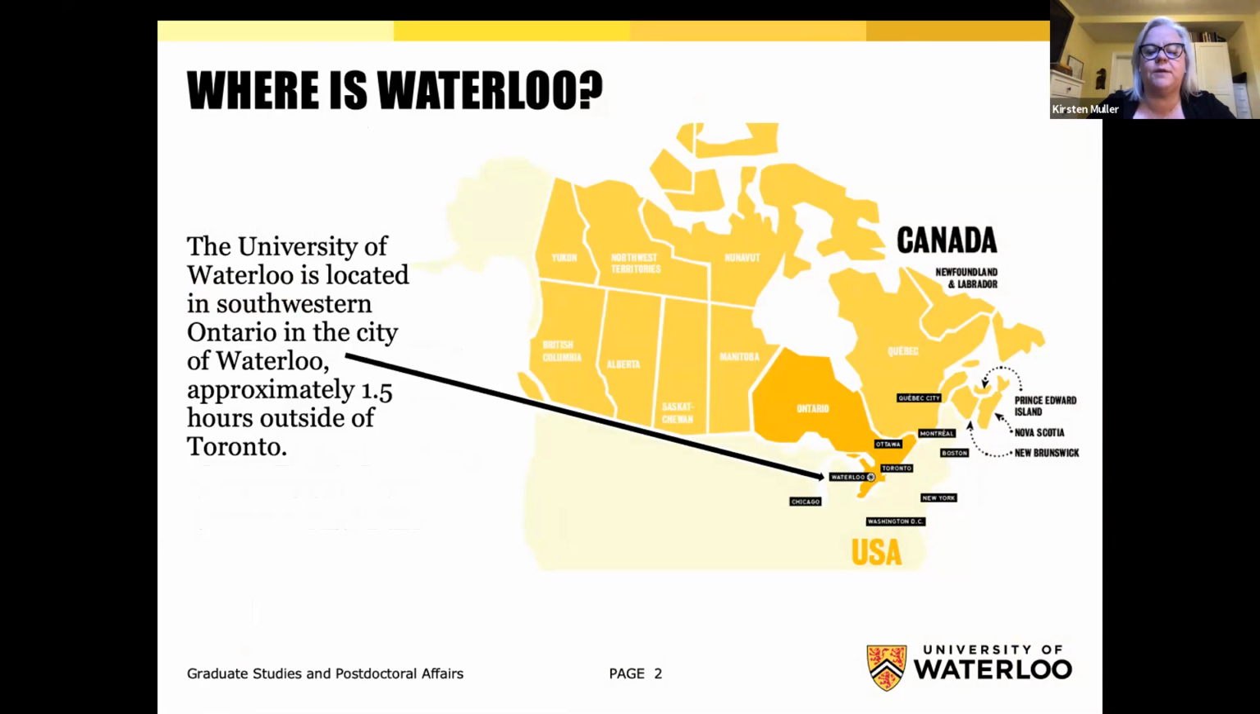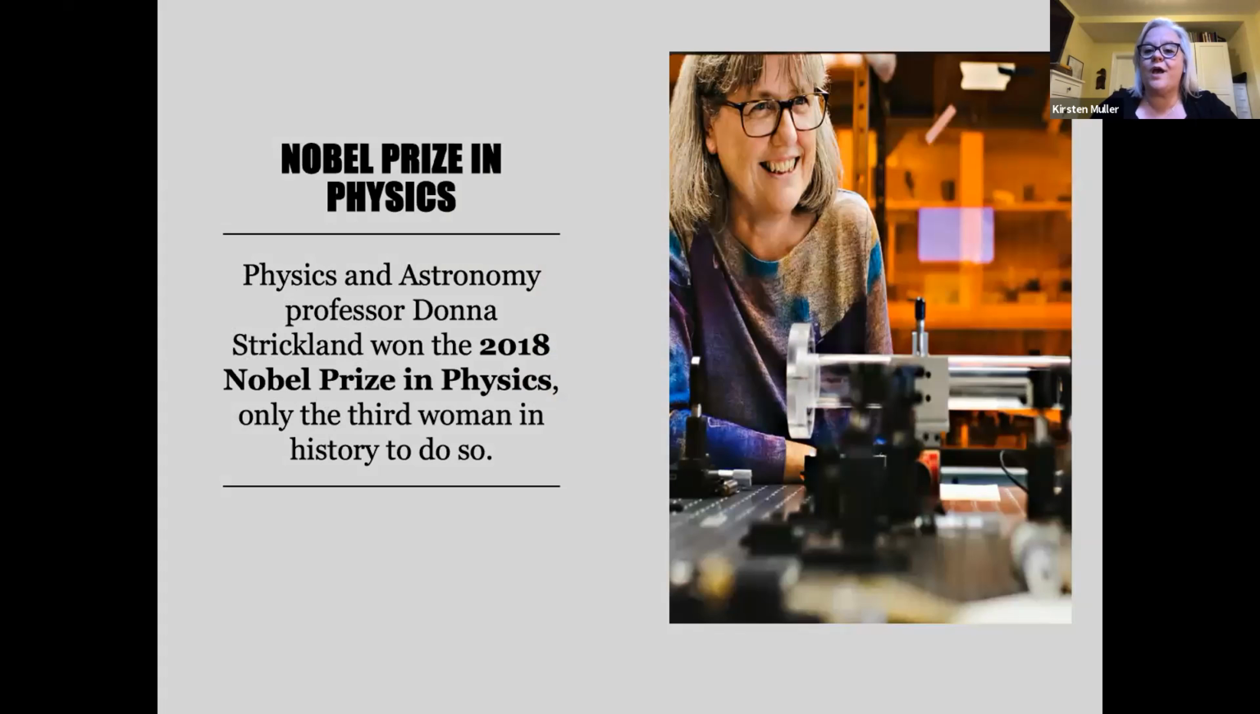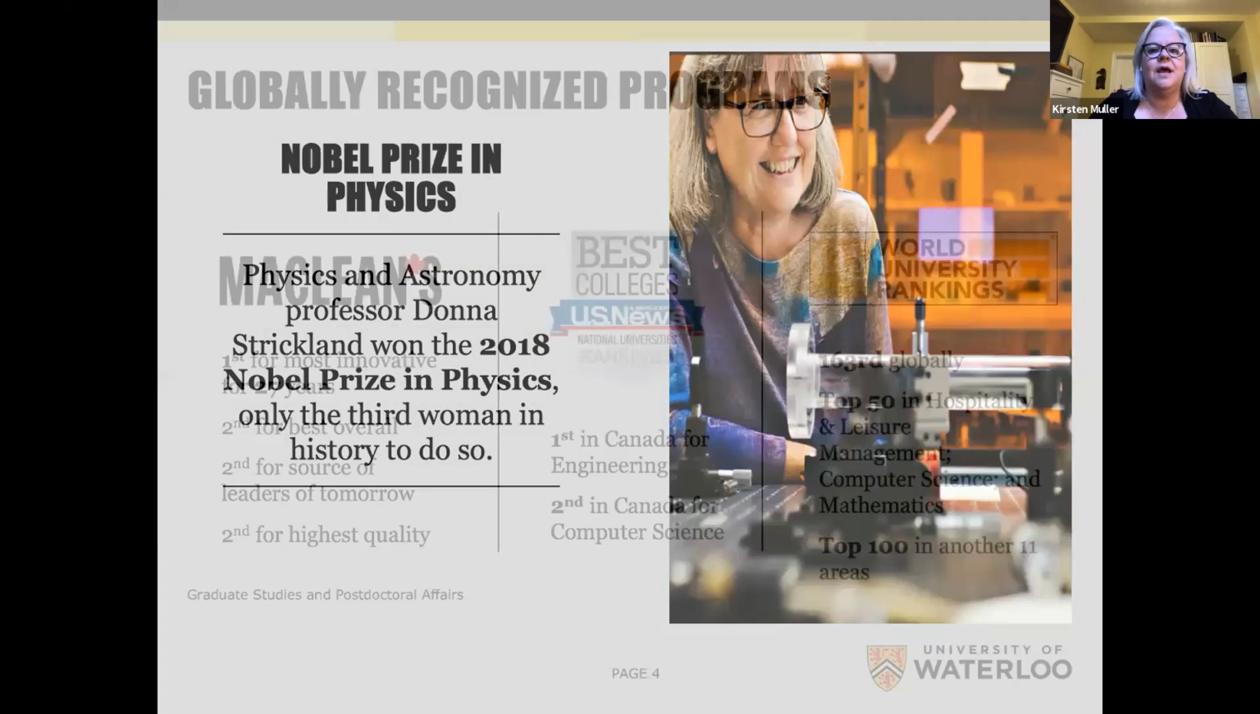Waterloo is a city with a population of about 110,000 and is close to another city called Kitchener, which has about another 200,000 in its population. We are well known for our Nobel Prize winner in physics, Donna Strickland, who is only the third woman to have received the Nobel Prize in physics. And she's actually a wonderful individual. If you come to the University of Waterloo, you might have a chance to see her speak.